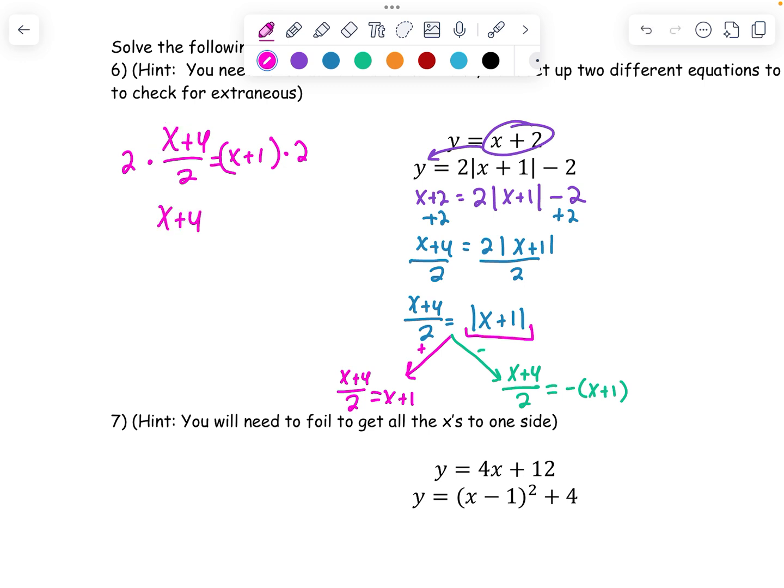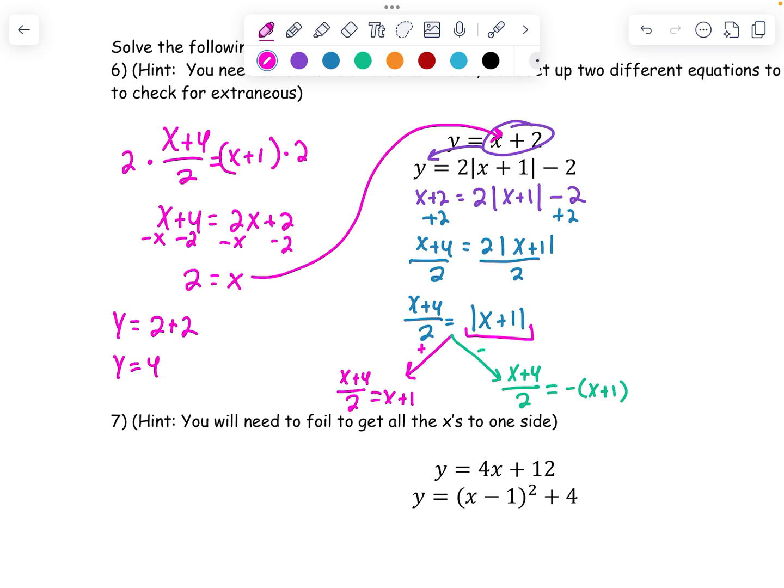That gives us x + 4 = 2x + 2. Now we can easily get the x's to one side, so minus x. I'm going to subtract the 2 from the left side in the same process here to get 2 is equal to x. Once we get 2 equal to x, now it's just about plugging it back in to find the y. So y = 2 + 2, so y = 4. So then our solution here is (2, 4) for our positive version of the absolute value.